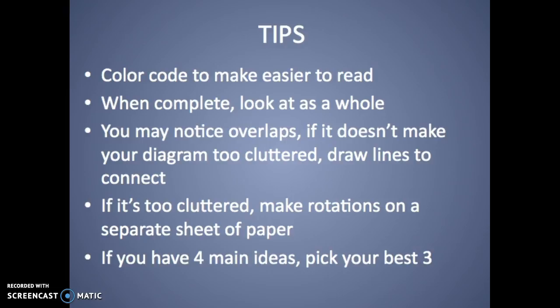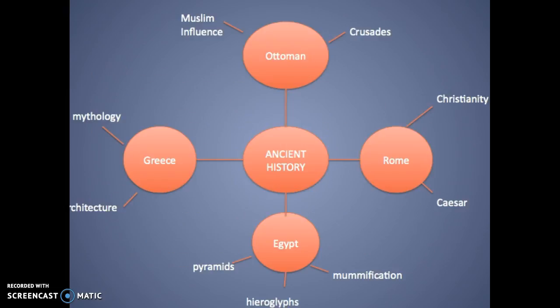And if you have four main ideas, pick your best three. I think most of you guys did three anyway, so that should be great. So I came up with a little example. Say, in the middle, your main idea, you're discussing ancient history. You have the Ottoman Empire, the Roman Empire, the Egyptian Empire, and then you have the Greek Empire.